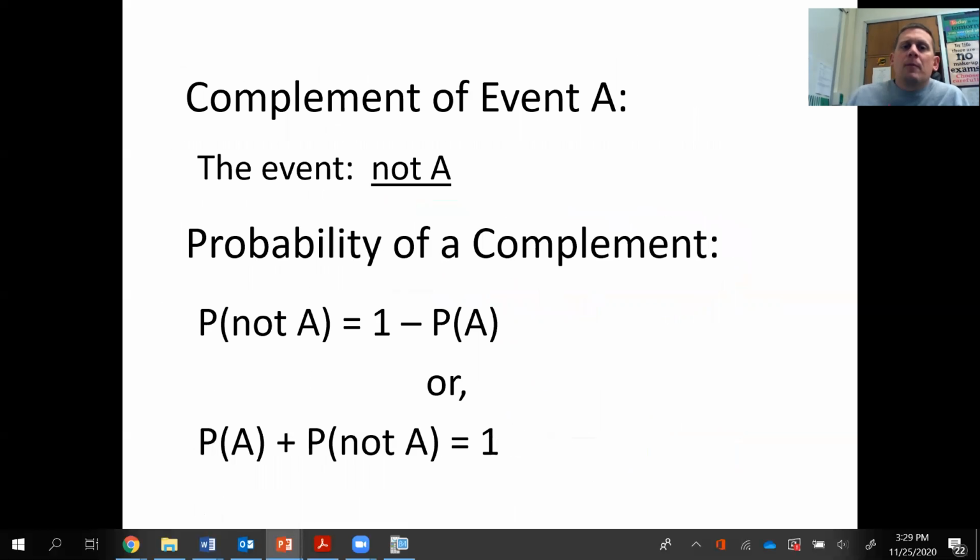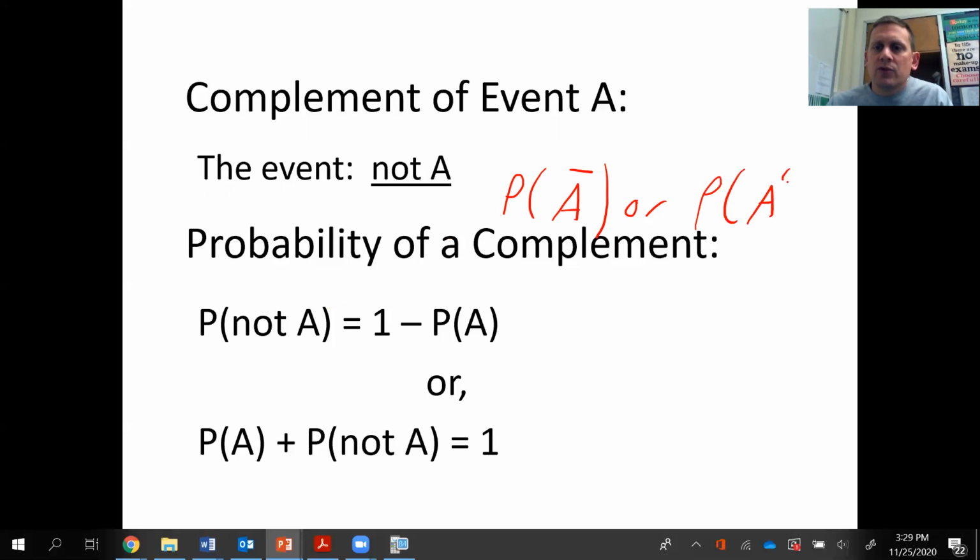Okay? Complement of an event. All right? The event not A, that's complement. You're complementing, you're doing the opposite. So we write this in a couple different ways. So not A can be the probability of A with a bar above it means not A, or A complement. Or we can write that as A with a little c. Okay. You can write it either way. Again, do you want to write the word complement out over and over and over again? You can. I'm not, but you might want to. But we can write it this way.